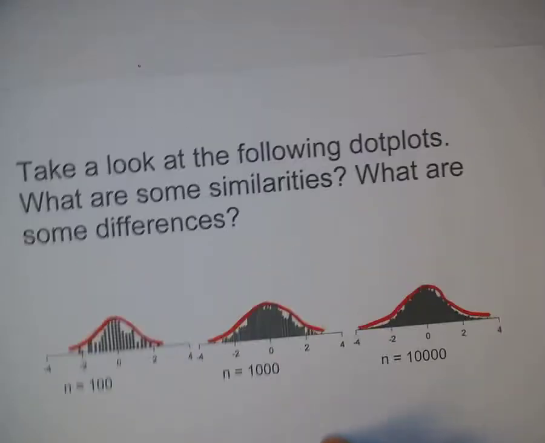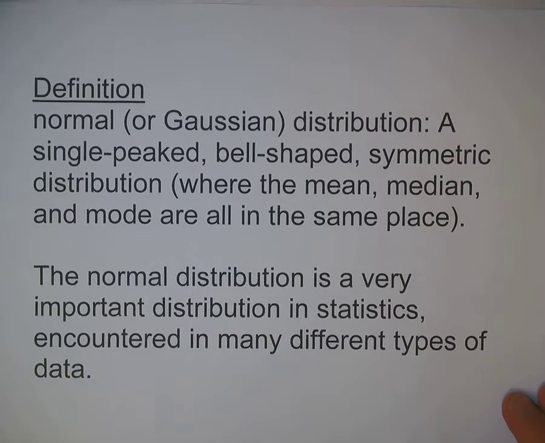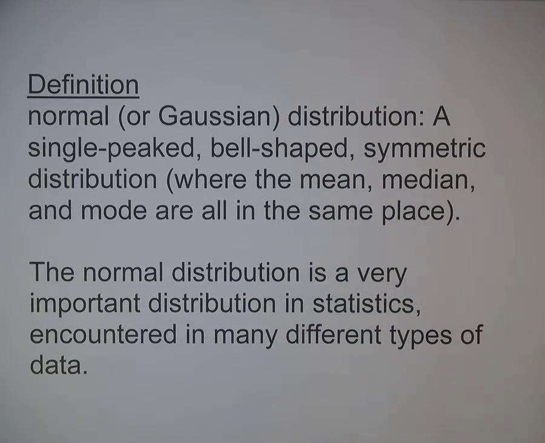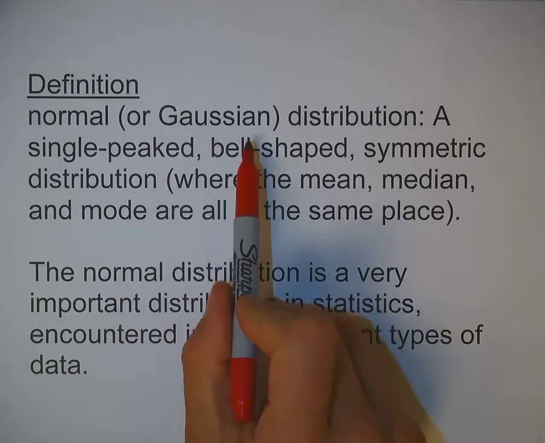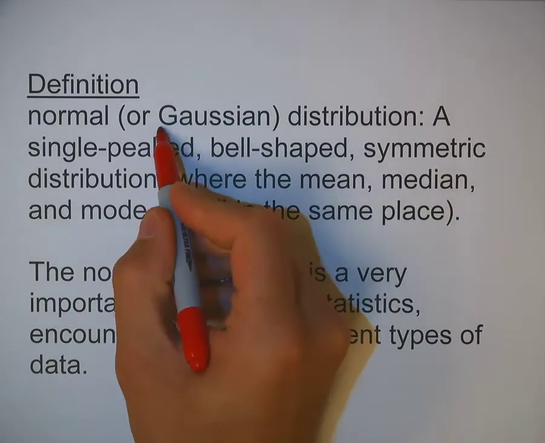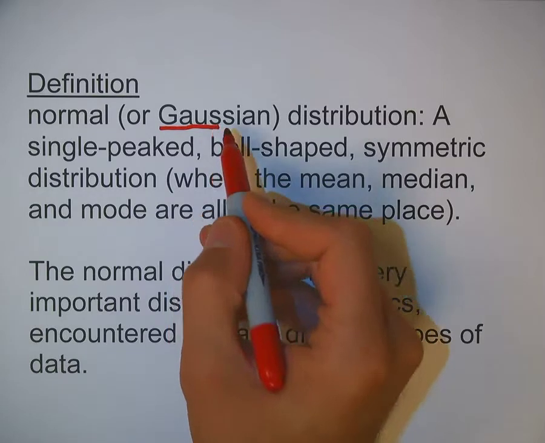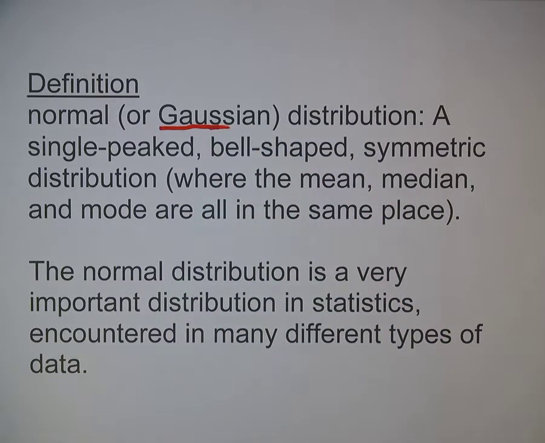Okay, so what all of those distributions look like is what's called a normal or a Gaussian distribution. Gaussian, because a pretty famous mathematician named Carl Friedrich Gauss did significant work with the normal distribution.